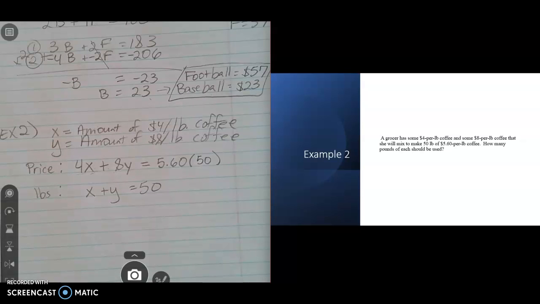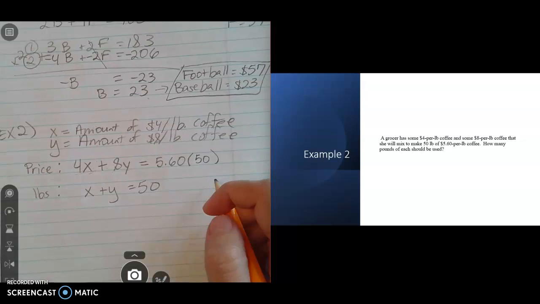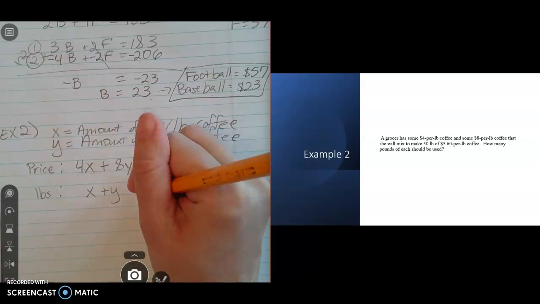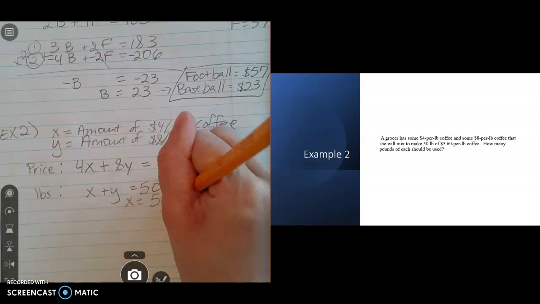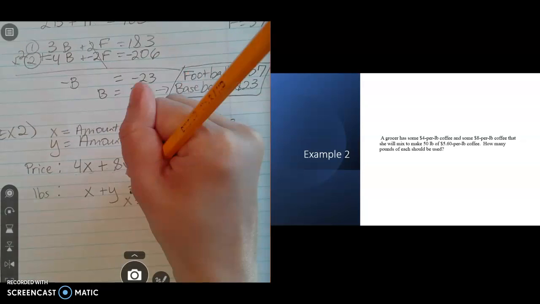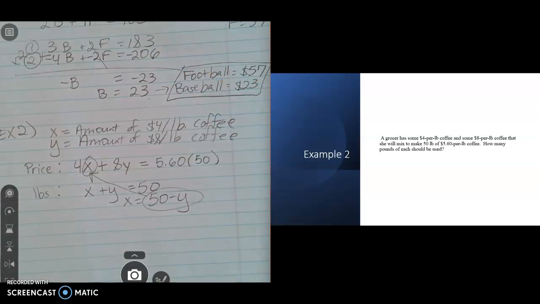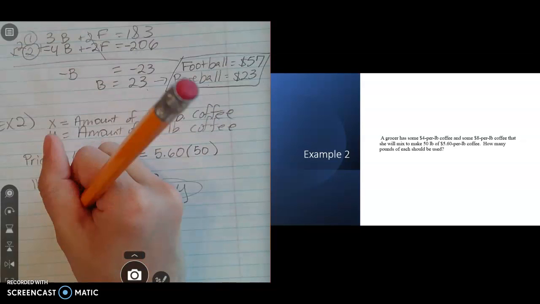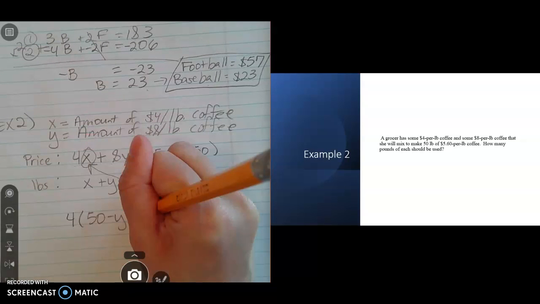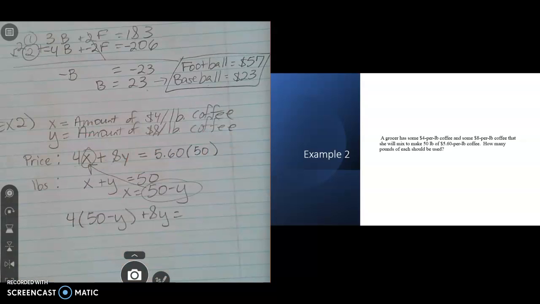Okay? So with this one, I honestly would probably use substitution. With an x plus y, I could subtract y from both sides and get x is 50 minus y, and use substitution to solve this one, and put the 50 minus y in that first equation where there's an x. Okay? So let's go that route. So that'll be 4 times 50 minus y plus 8y. And let's go ahead and multiply that out. $5.60 times 50 is 280.